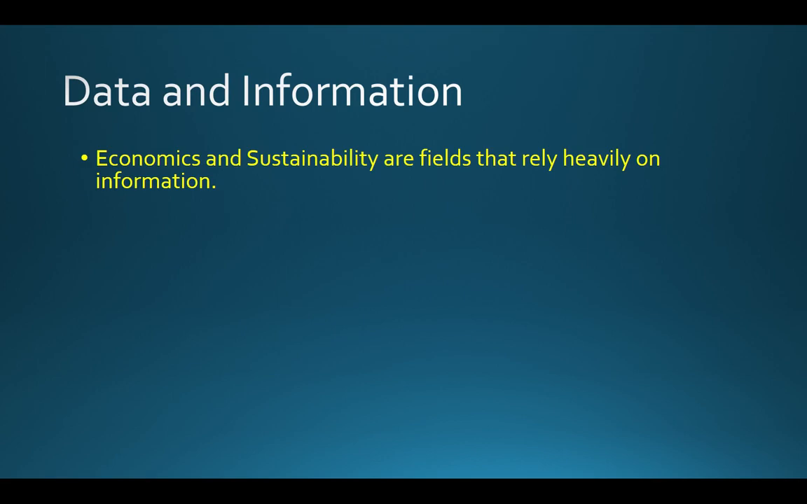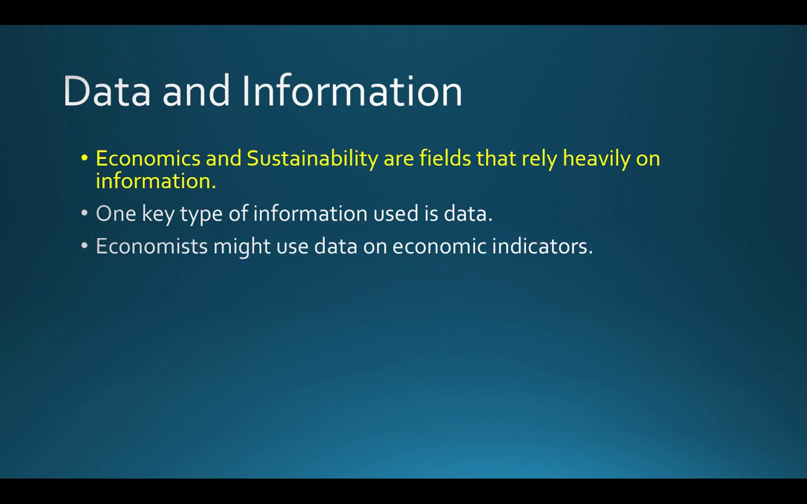We're going to start by talking about data and information. So you can imagine that economics and also sustainability and things related to the environment and science are going to be fields that rely heavily on information. And of course, one key type of information that we use is data. And as an economist, we use data all the time. So in my classes, we talk about things like economic indicators, GDP, inflation, things that you're probably a little bit familiar with because you hear about it in the news.